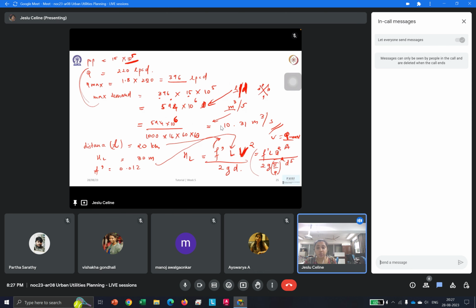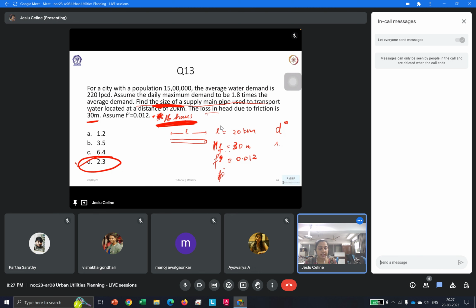So the only catch in this question is that you also need to check for how long the pumping is there, or for what duration the water will be flowing through the pipe. Based on that only, you need to convert your liters per capita per day into meter cube per second, the volume which is flowing. If the pumping was 8 hours, again, that means there would be more concentration of water at that particular hour. So this is a very important factor which you need to consider while doing the calculation.